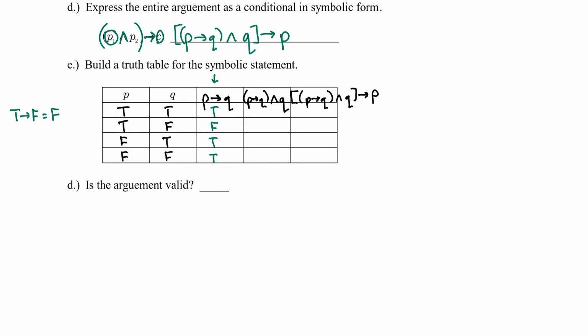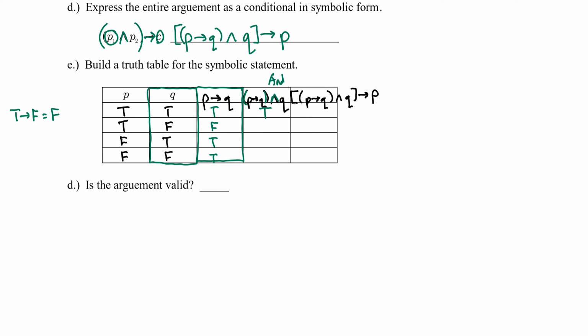In our next column, the rule that we're going to be using is the conjunction, or our and rule. So we're going to look at the left side of the and, that's this statement here, and the right side of the and, which is just Q. And it's okay if your columns are out of order for a conjunction. Remember, a conjunction is true when both components are true.